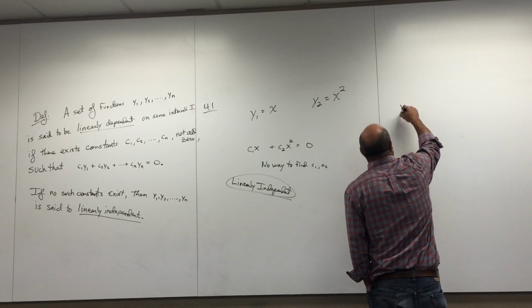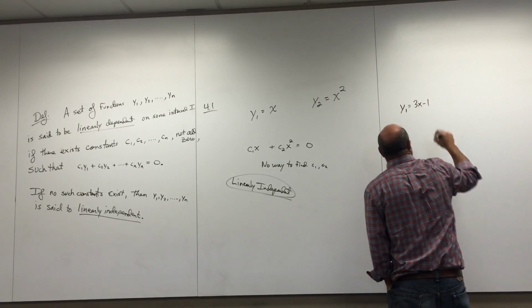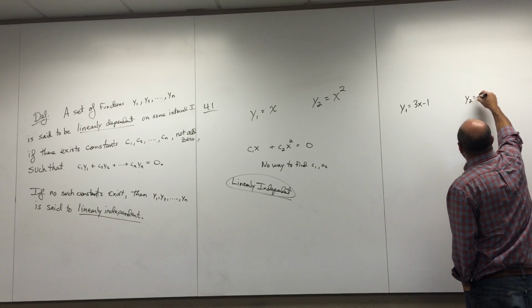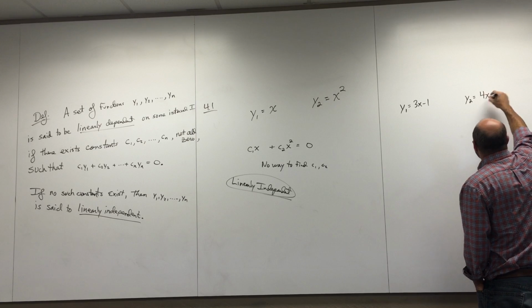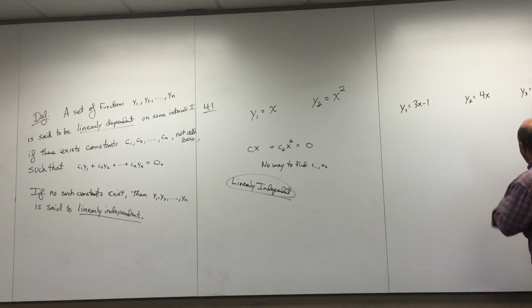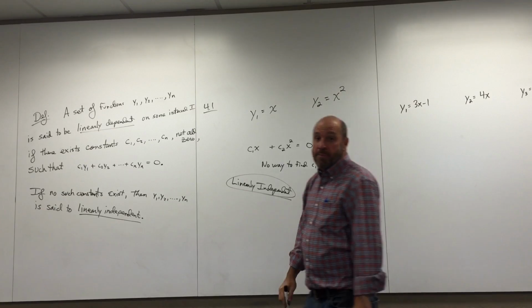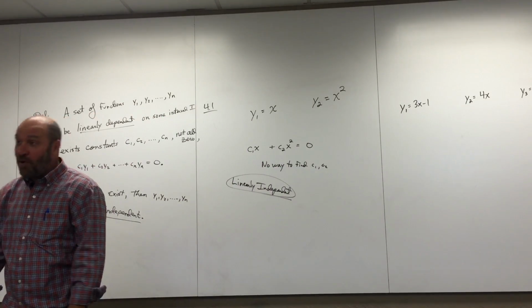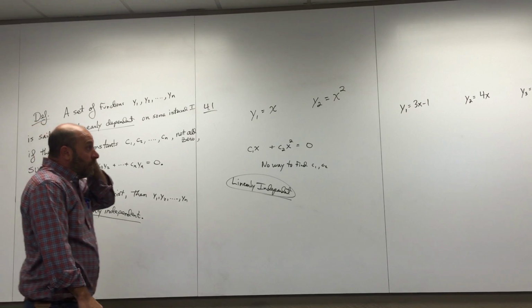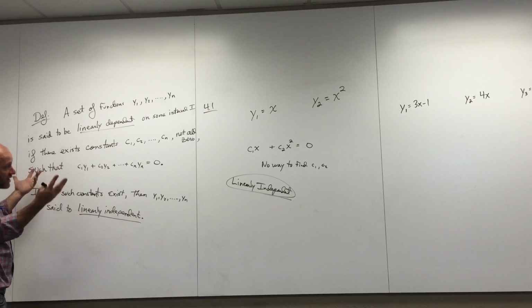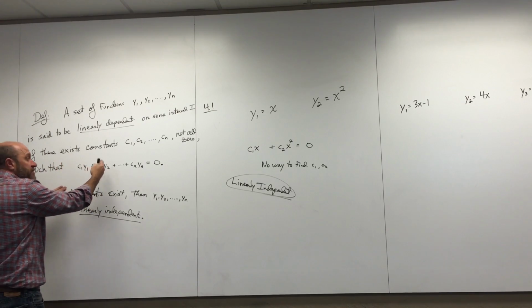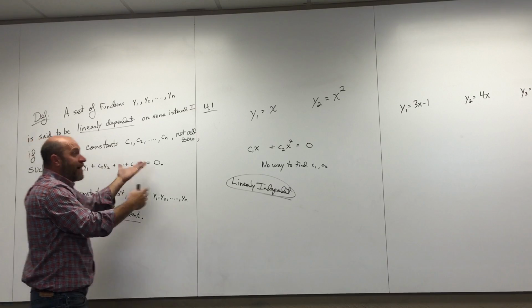Let's do this one. y1 is 3x minus 1. That's a function. y2 is 4x. And y3 is 8. Now, those are three different functions. Are they independent or dependent? Well, can I find constants, not all 0, such that C1 times Y1, C2 times Y2, and C3 times Y3 somehow add up to 0?